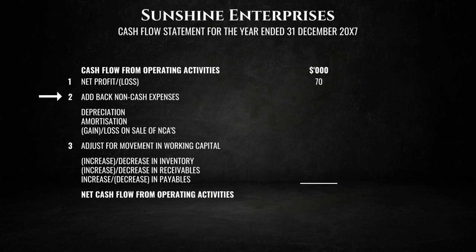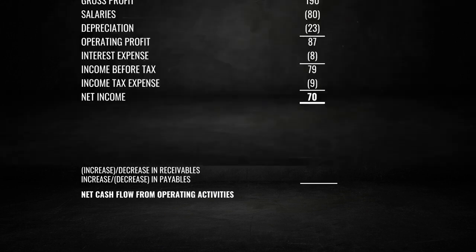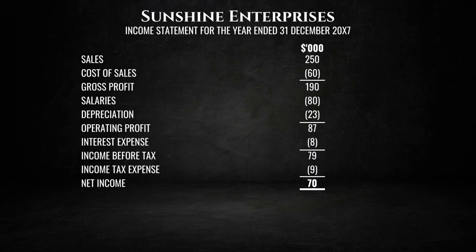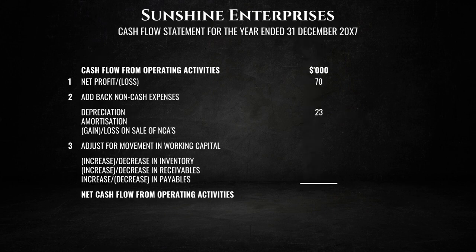Moving on to step 2, it's time to add back the non-cash expenses that are presented in the income statement. Our goal is to reverse these expenses from the net profit in order to get a clearer picture of the cash flow. To accomplish this, we carefully review the income statement and identify any items such as depreciation, amortization, or gains or losses on the disposal of non-current assets. Let's say we find depreciation expenses of $23,000 in this particular case. To account for depreciation, we add back $23,000 to our calculation, ensuring we make the necessary adjustment.